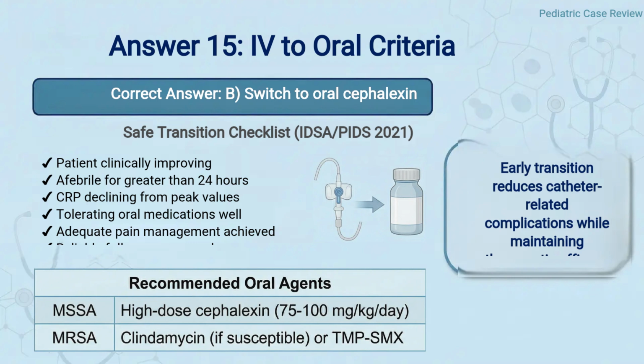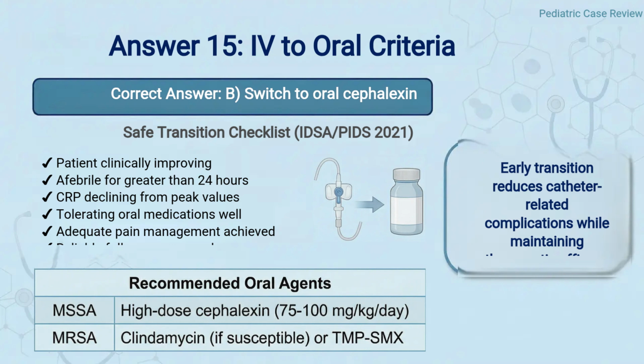Early transition from intravenous to oral antibiotics is recommended by the Infectious Diseases Society of America and Pediatric Infectious Diseases Society 2021 guidelines once the following criteria are met. The patient is clinically improving, afebrile for more than 24 hours, C-reactive protein is declining from its peak value. The child is tolerating oral medications well, and reliable outpatient follow-up is arranged.